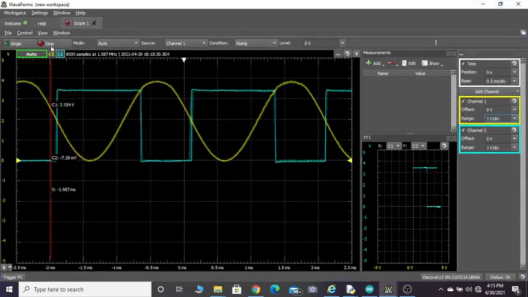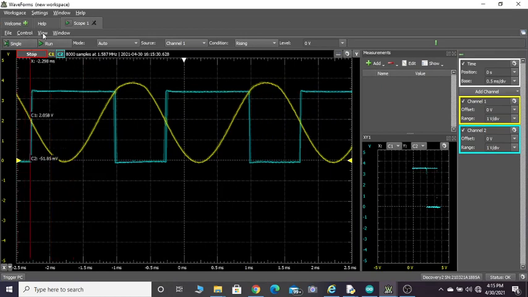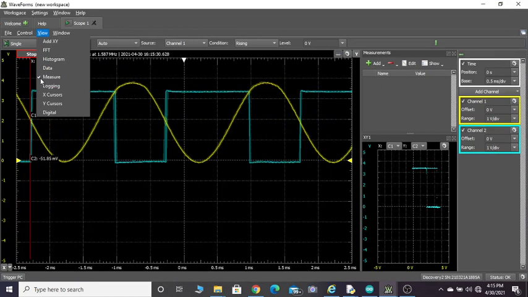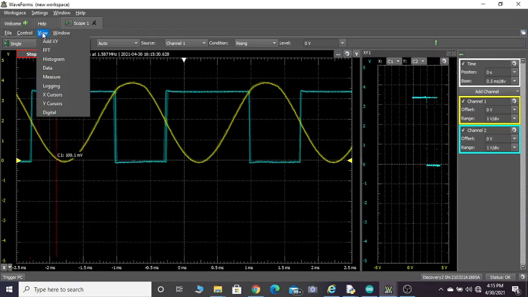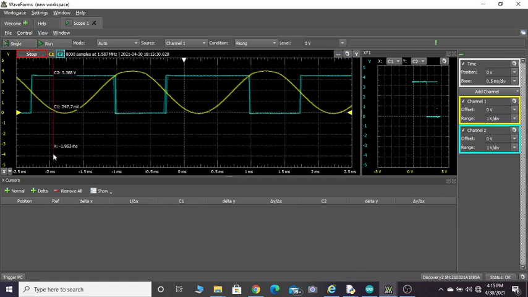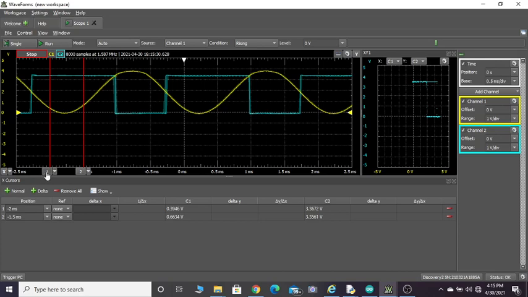What I can do is stop this and use a cursor. Let me view, take out this measure, and take this X cursor. I will have one normal, and one more normal. Can you see this is the voltage at which the output goes from positive to negative, and this is from negative to positive? This is VTH and VTL. VTH is 3.3, and this is 1.8, so this is almost close to that.